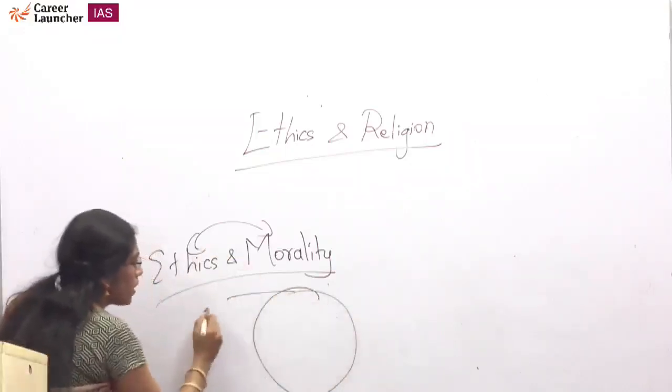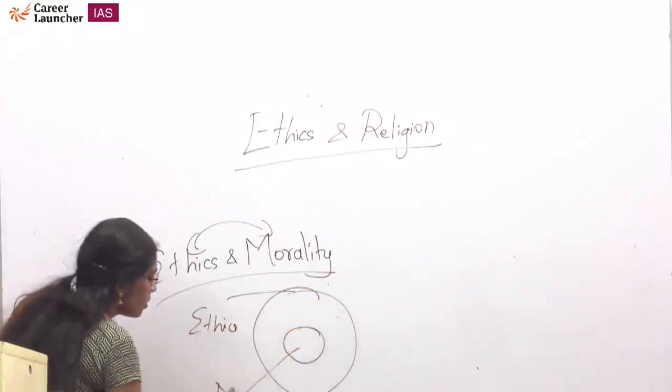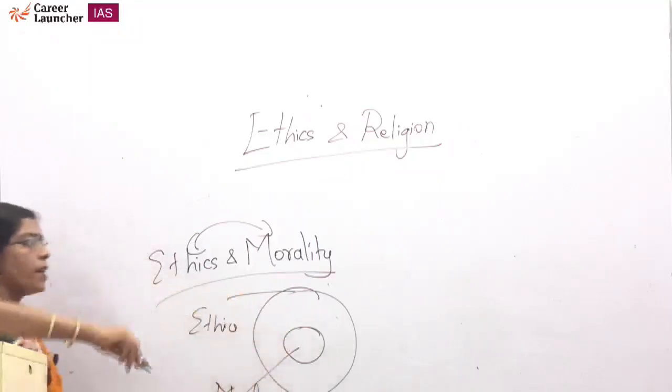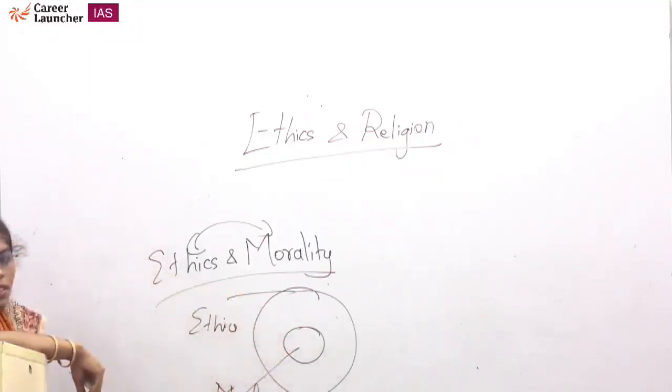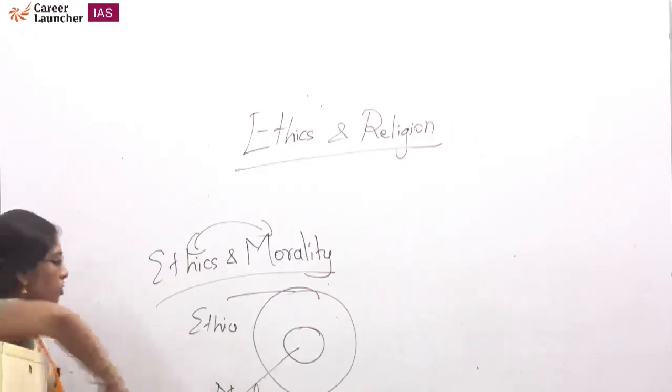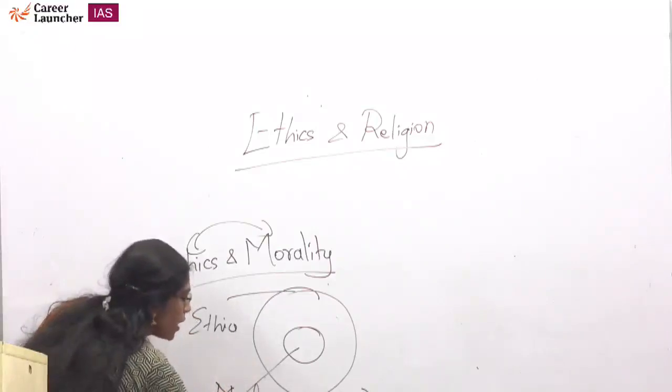If this is ethics, then we can call this morality. What is the meaning of this? Have you studied Venn diagrams in your CSET? You'll remember. So what is the meaning of this? It's a subset of ethics. Morality is nothing but principles. A group of principles is called morality, a set of principles which we have to follow.